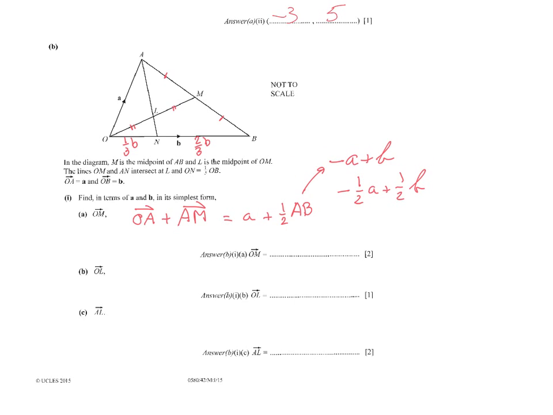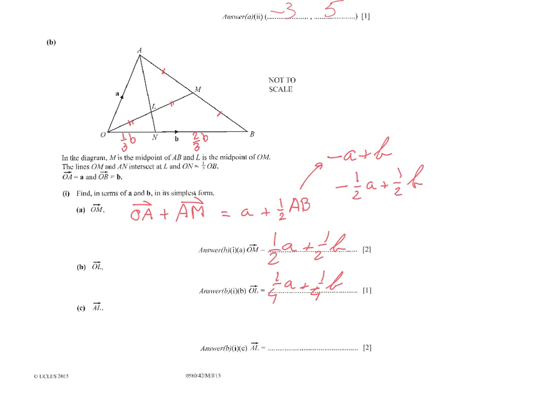So to simplify the whole thing, it is A plus minus half A, which is half A, plus half B. There you go for 2 points. OL, the vector OL. Okay, well if OM is half A plus half B, then OL is half of that, because that's the midpoint. So half of it is a quarter A plus a quarter B. There you go. You could, by the way, factorize it if you want to get the half and a quarter out, but you don't have to.